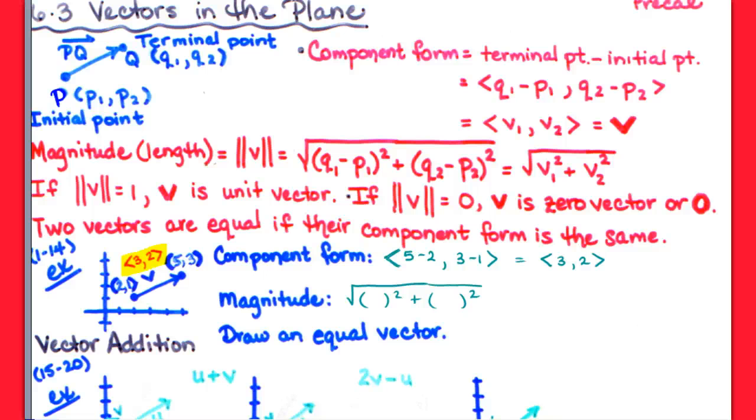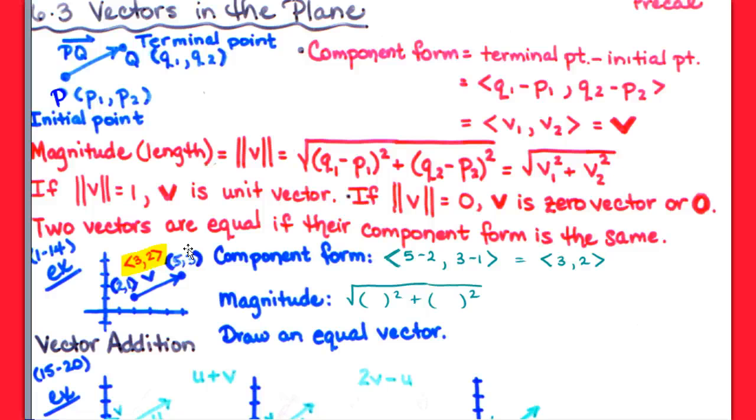You literally can come over here and look at, okay, if I start right here, how far over horizontally did I go? 1, 2, 3. How far up vertically did I go? 1, 2. Okay, then that's a component form of 3, 2. So you can also do it with common sense. You don't have to use the formula.